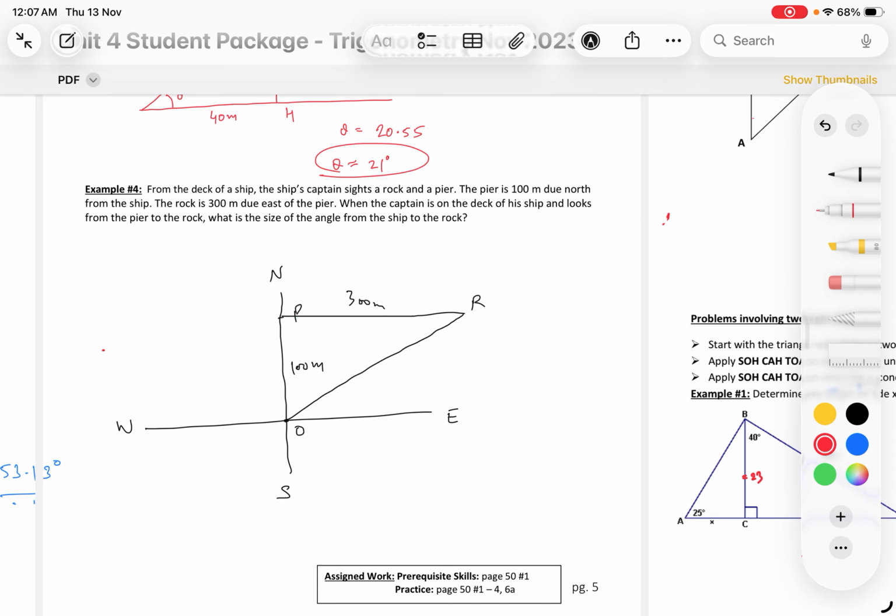Now what we need to find? What is the size of the angle from the ship to the rock? We need to find this angle. This is 90 degrees. This is your adjacent and this is your perpendicular or the opposite side. So opposite upon adjacent equals tan theta. So theta will be equal to tan inverse of 300 by 100, that is tan inverse of 3. Let me use the calculator. Tan inverse of 3 is 71.56 degrees.